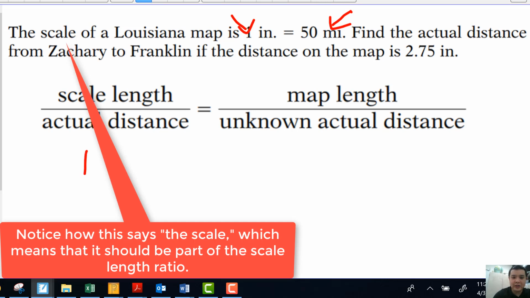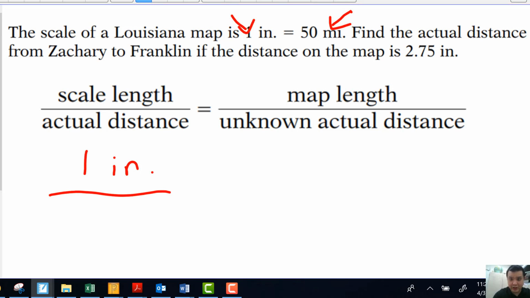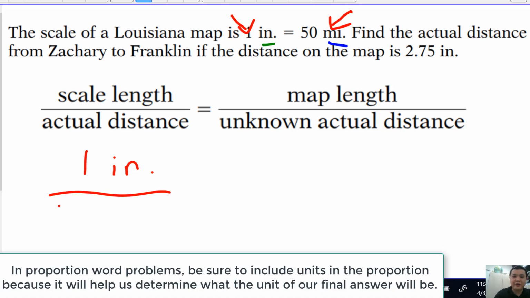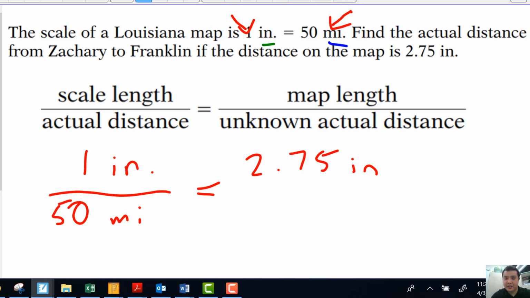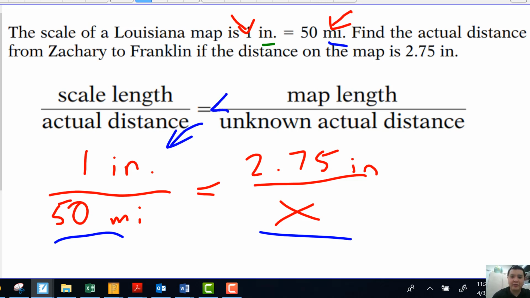So we have 1 inch. It's very important to use units in this one because these two have different units. One is inches, the other one is miles. So we've got to make sure that we're keeping those consistent. The actual distance is 50 miles. And we know that the map length is 2.75 inches. We don't know the actual distance, so we're going to make that x. So we have now set up a proportion. This is the first ratio right here, and this is the second ratio right here. And this also represents the scale. That is 1 inch equals 50 miles.